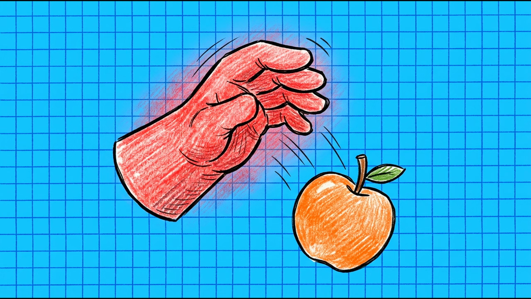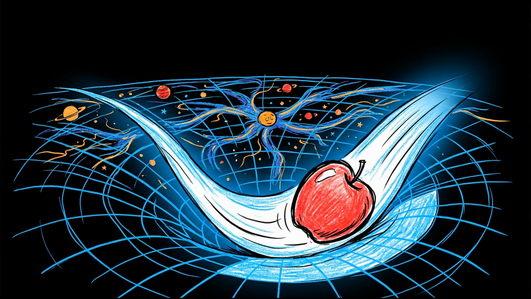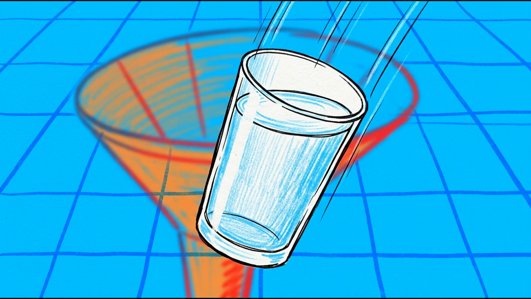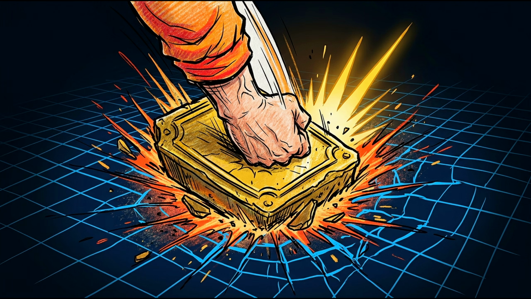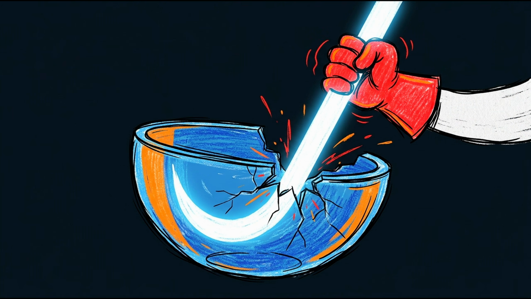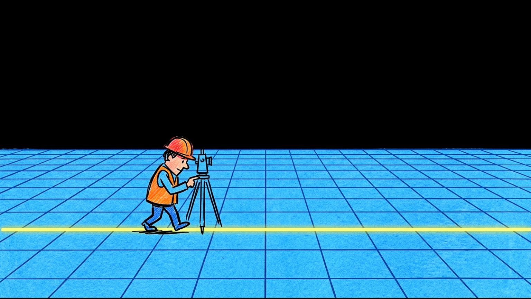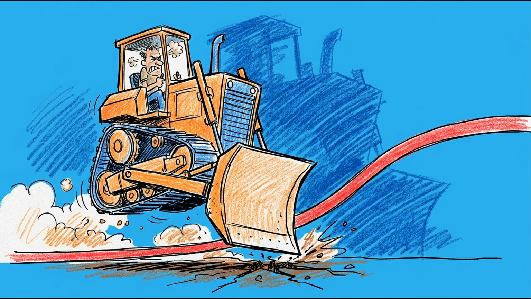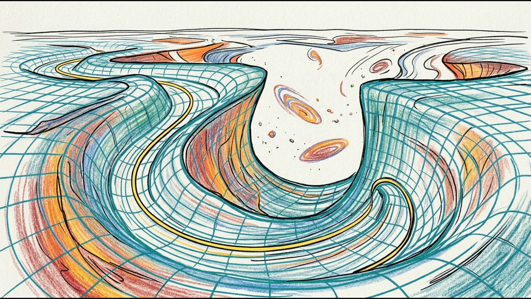The apple was not pulled. It was released into geometry. The geometry does the rest. The apple never felt a thing. That path has a name, a geodesic, the straightest line possible through curved space. In flat space-time, a geodesic is a straight line in the ordinary sense. In curved space-time, a geodesic bends, not because something pushes, but because the space it cuts through is not flat.